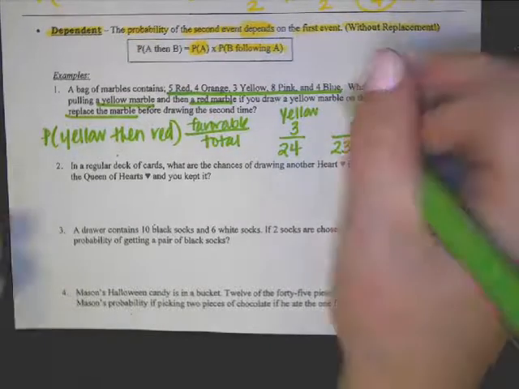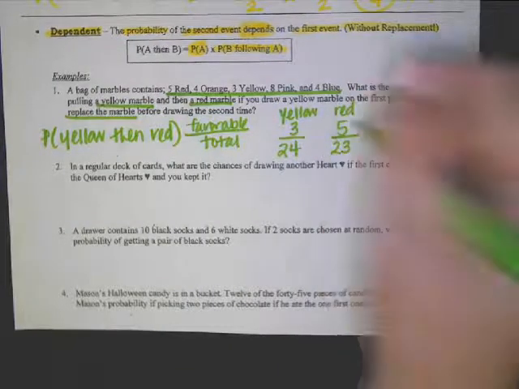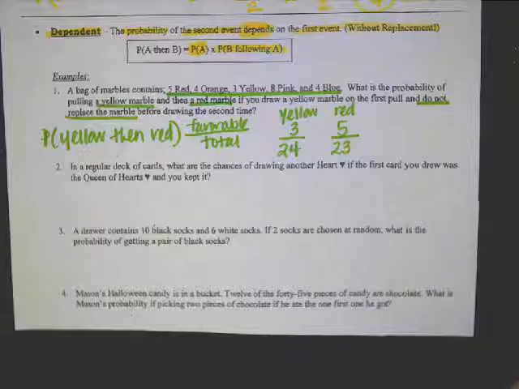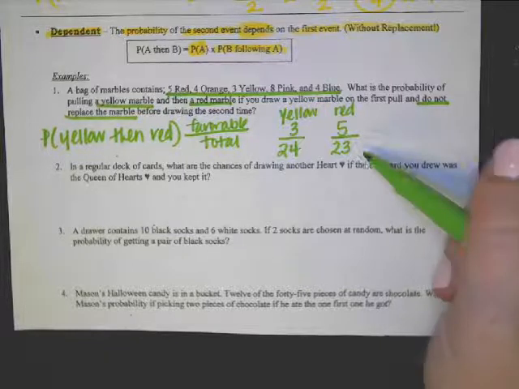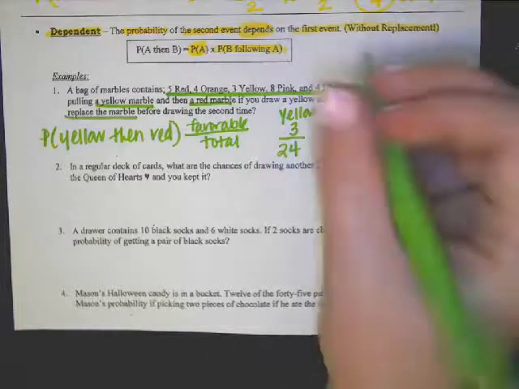The next color I want to pull out is red. How many red options do I have? 5. So now we're going to take the probability of pulling a yellow, which was 3 out of 24. Say I pulled the yellow marble, leaving 23 marbles in the bag, and there's 5 red ones left over. Now I'm going to multiply the results.